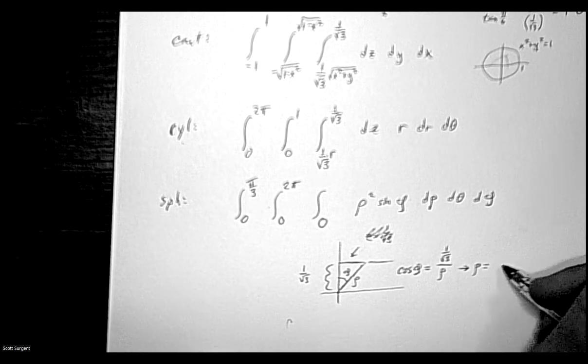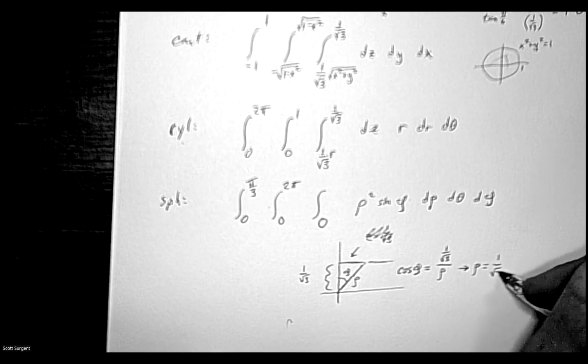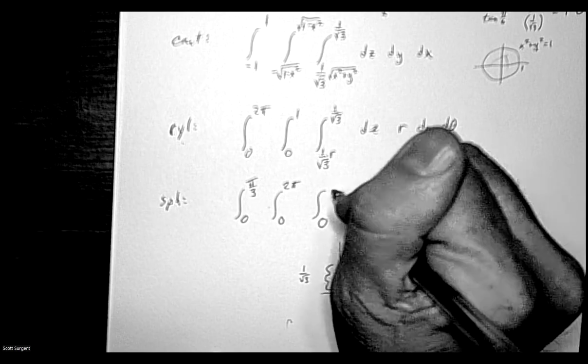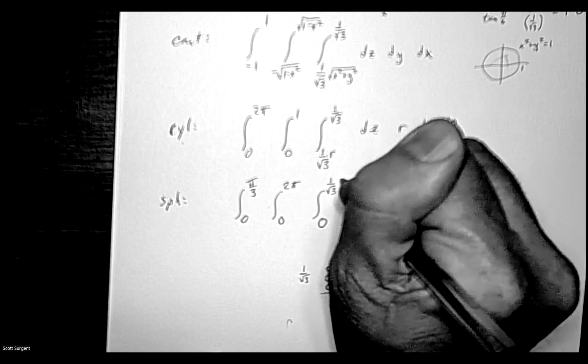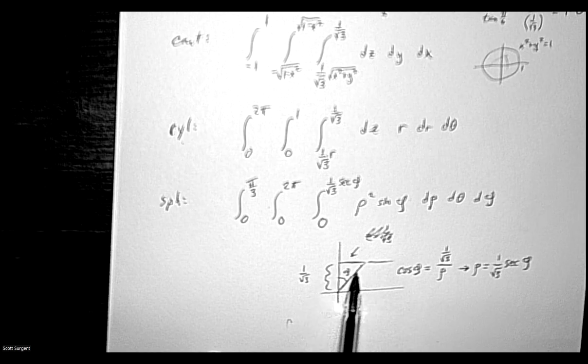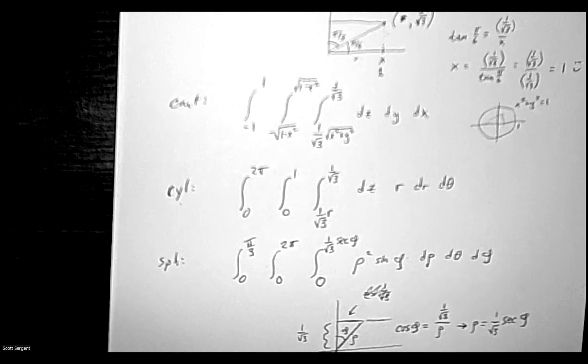When I divide by cosine, I actually get secant of phi. So rho is going to be 1 over rad 3 secant of phi. Wow. You can tell that rho is not constant. It's going to change depending on your angle of phi. So rho is actually a function of phi.